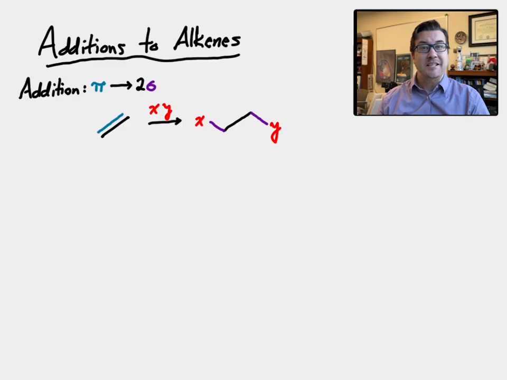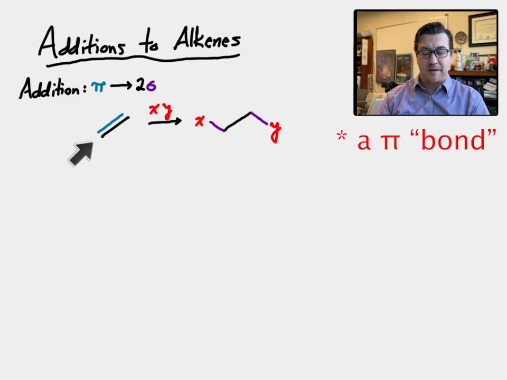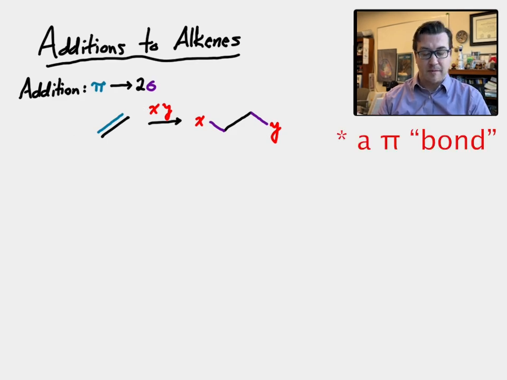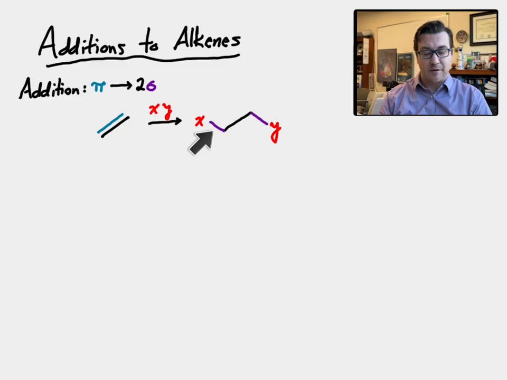Hi, in today's video, we're going to be talking about the addition of acids to alkenes. As a reminder, alkenes are sp2 carbon atoms that are bound to each other, and they have a pi orbital between the two. It's highlighted in this case in blue. An addition reaction is when you have a pi orbital becoming two sigma bonds. In this case, you formed a bond to X and a bond to Y, highlighted in purple here.